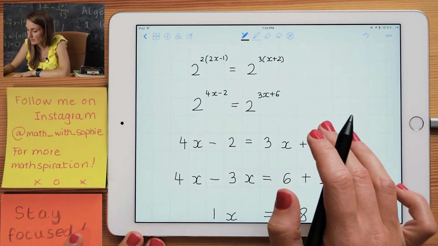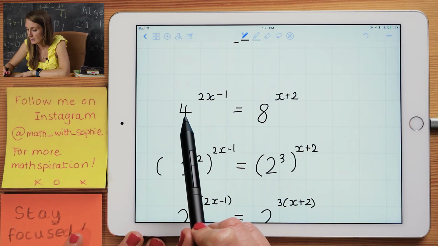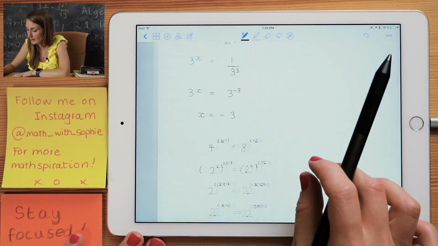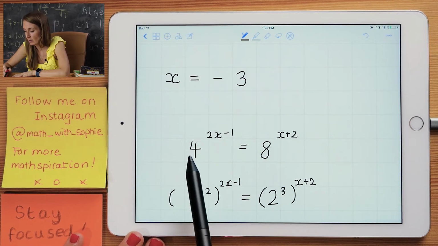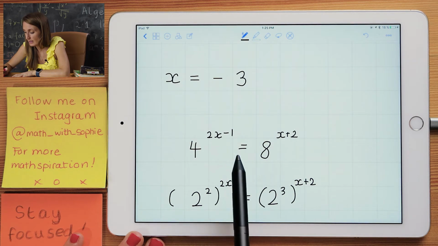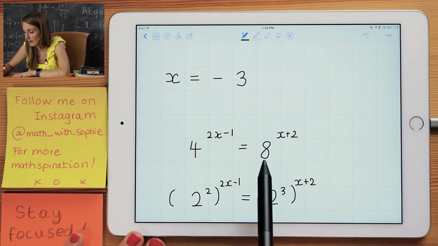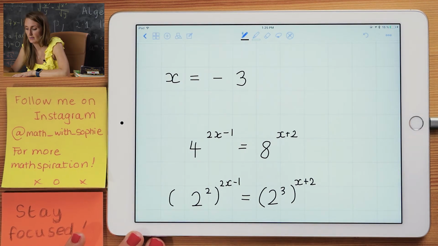If you had a calculator at this stage, what you could do is go back to the beginning and substitute in your answer. So we had an answer, x is equal to 8. So you could type into your calculator 4 to the power of 2 times 8 minus 1, and then type into your calculator 8 to the power of 8 plus 2, and check those two answers are the same.